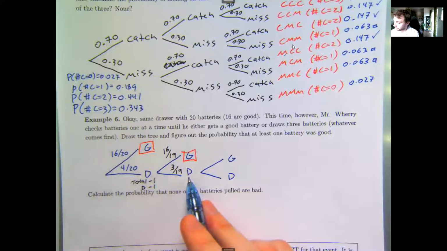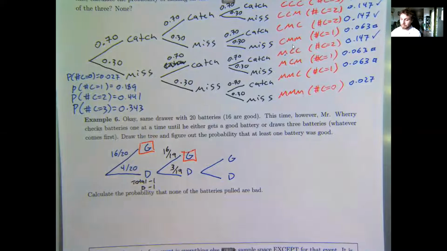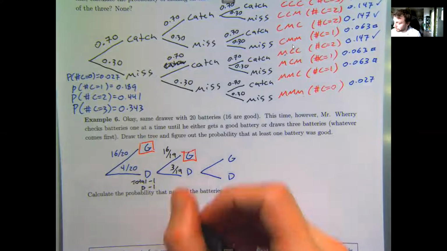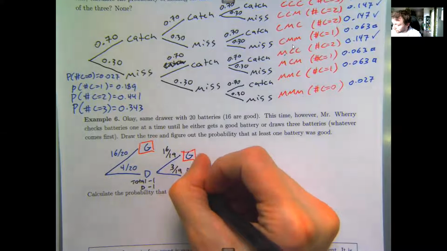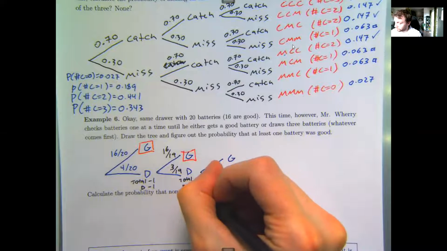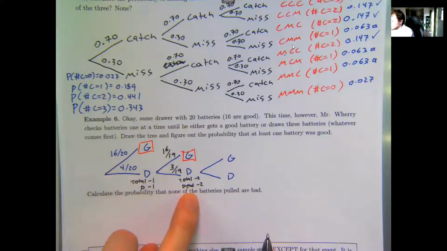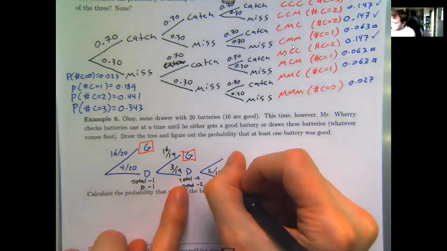If I keep going after this pull here, I will have taken out 2 dead batteries in a row. So the total will have gone down by 2, and that's because I have removed 2 of the dead batteries. If 4 were good at the start and I've taken away 2, I only have 2 more remaining. If I started out with 20, I have 18 left.